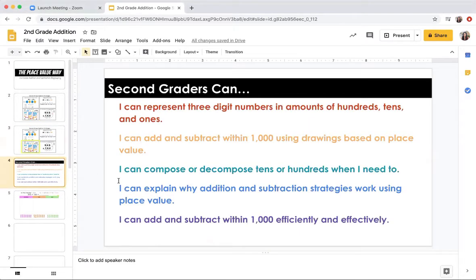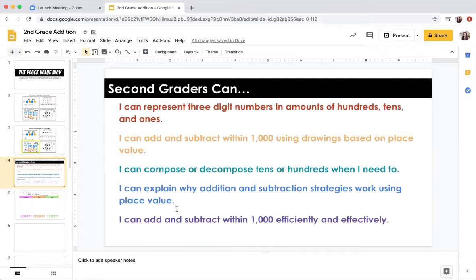The place value way helps create the foundations for students to ultimately be able to add and subtract using the standard algorithm within 1000 efficiently and effectively. So first they have to understand that three-digit numbers are in amounts of hundreds, tens, and ones. We want them to be able to do this by using a drawing based on place value, and that is our place value way. And as they do this, they are going to develop an understanding that they can compose or decompose tens or hundreds when they need to.